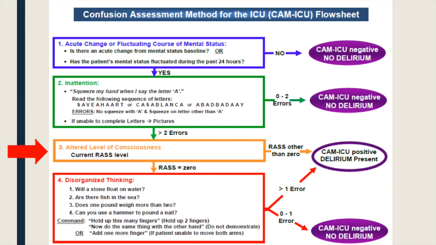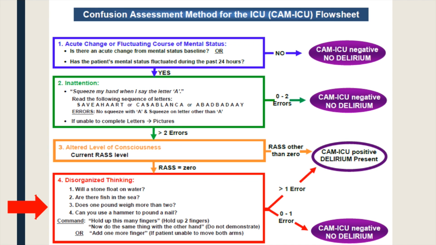Feature 3 asks you to once again identify the RASS level your patient is currently at. If they have a current RASS level of anything other than 0, which is alert and calm, they're considered CAM-ICU positive and delirium is present. If they are a RASS level 0, then proceed on to feature number 4.